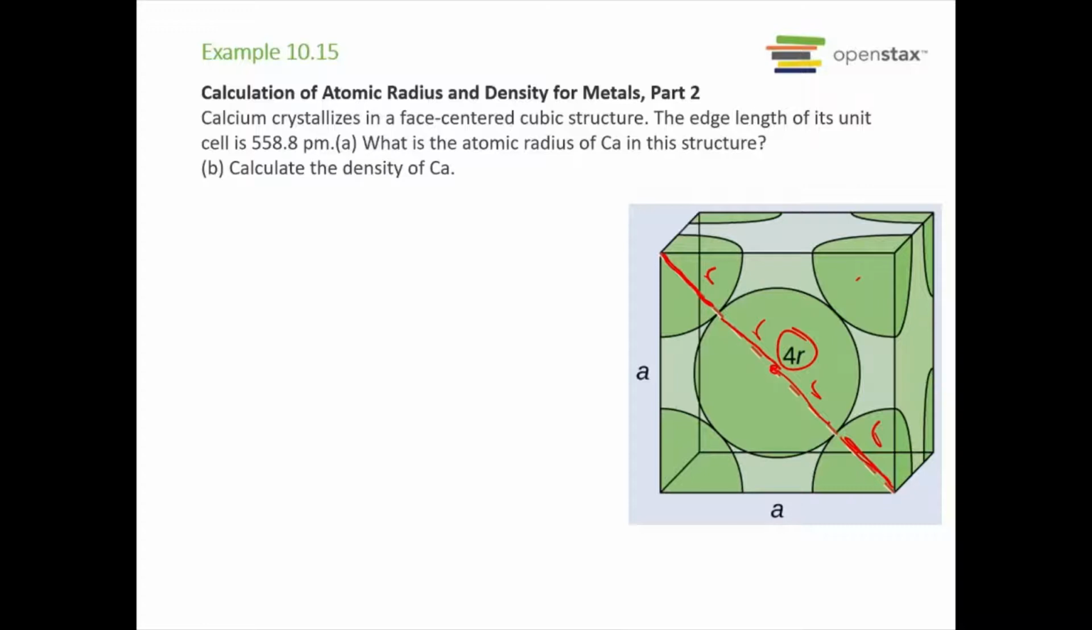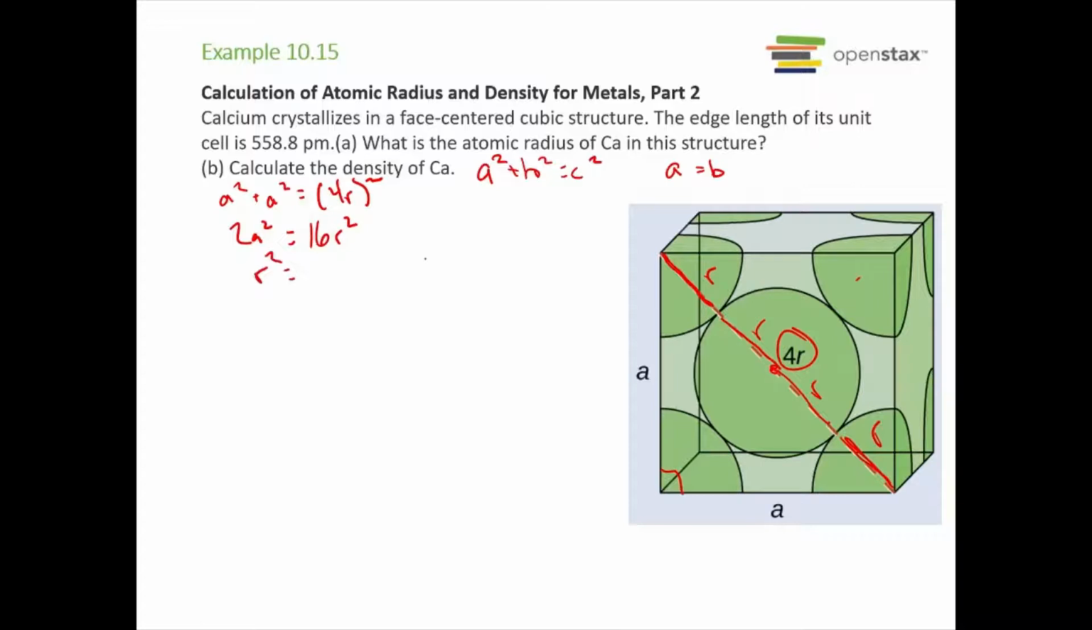And this is a right triangle, so we are going to have to use our good old friend Pythagoras. Remember that a squared plus b squared equals c squared. And since this is a cube, a equals b. So we have a squared plus a squared, and c is equal to 4r, so 4r squared. So we have 2a squared is equal to 16r squared. We're going to solve for r here.